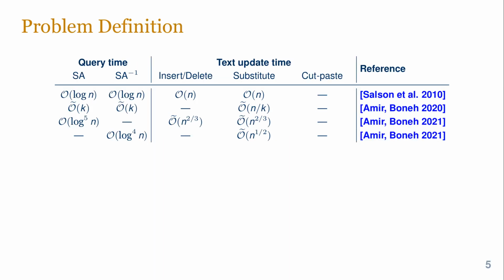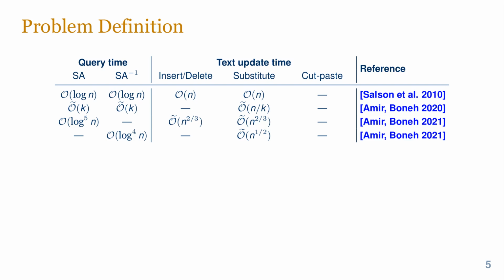Let us now review what is known about suffix array queries on a dynamic text. The progress for this problem has been significantly slower than for other queries. In 2010, Salson et al. described a data structure that performs well in practice, but the worst-case complexity of its updates is linear in n.